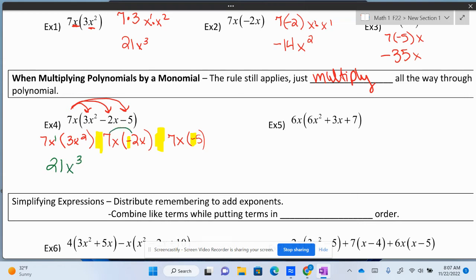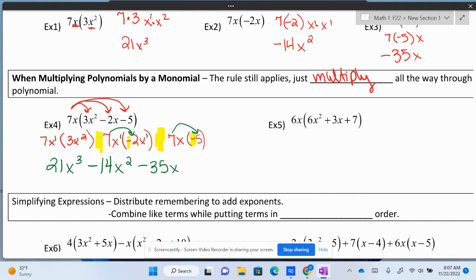Now I'm going to take 7 times -2, which is -14. That's where the minus sign comes in. And my x's, I have x to the first times x to the first, which becomes x squared. And then I have a 7 times a -5, which is -35. That's where my last minus sign comes in. And the x just comes down for the ride. Notice that this example is really example 1, 2, and 3 spread apart. Do you guys see that?